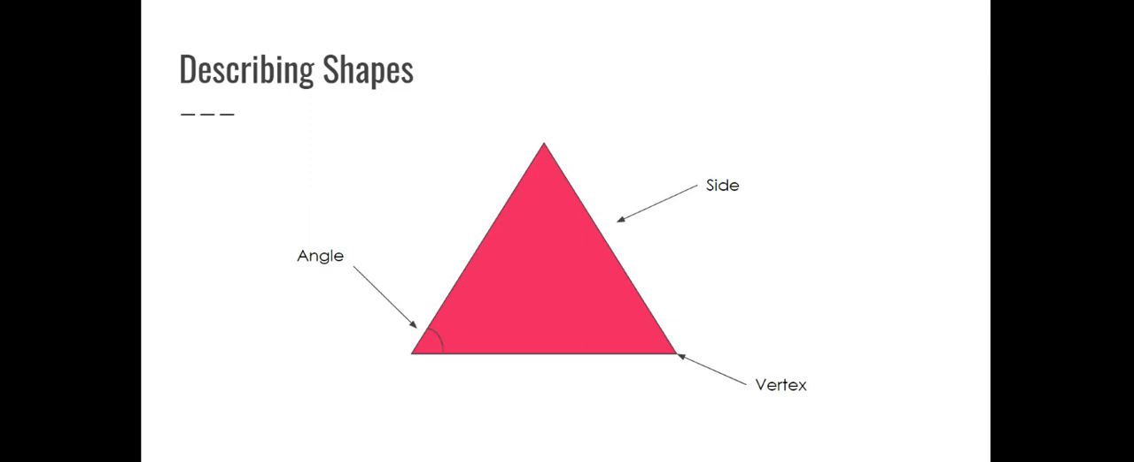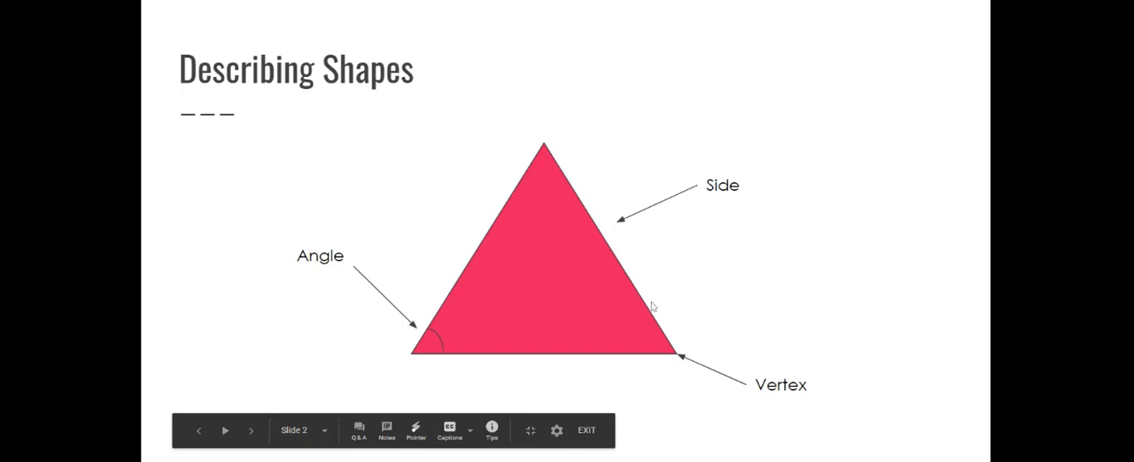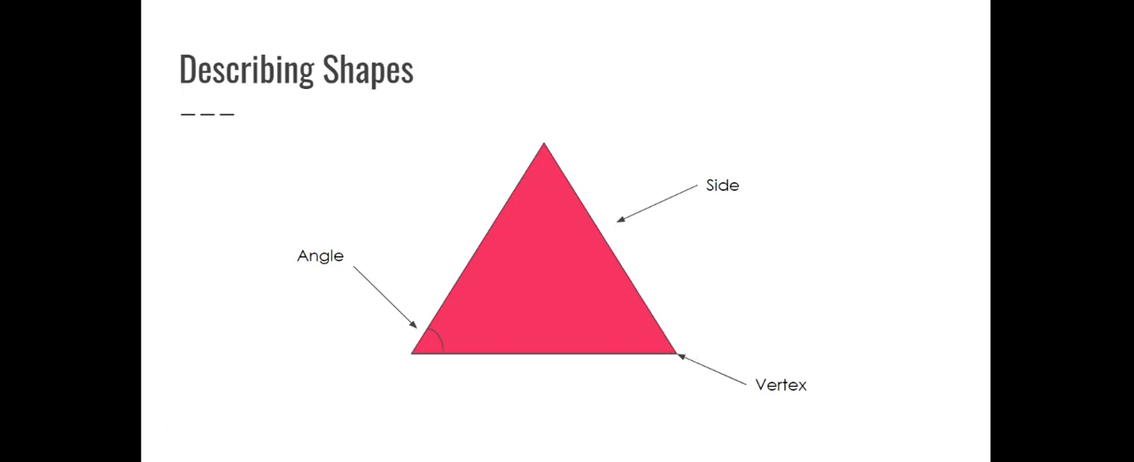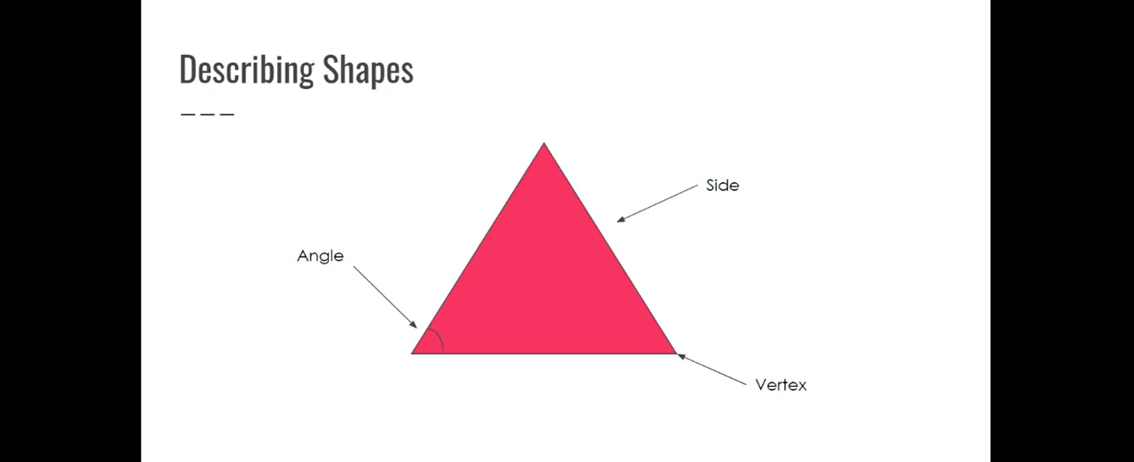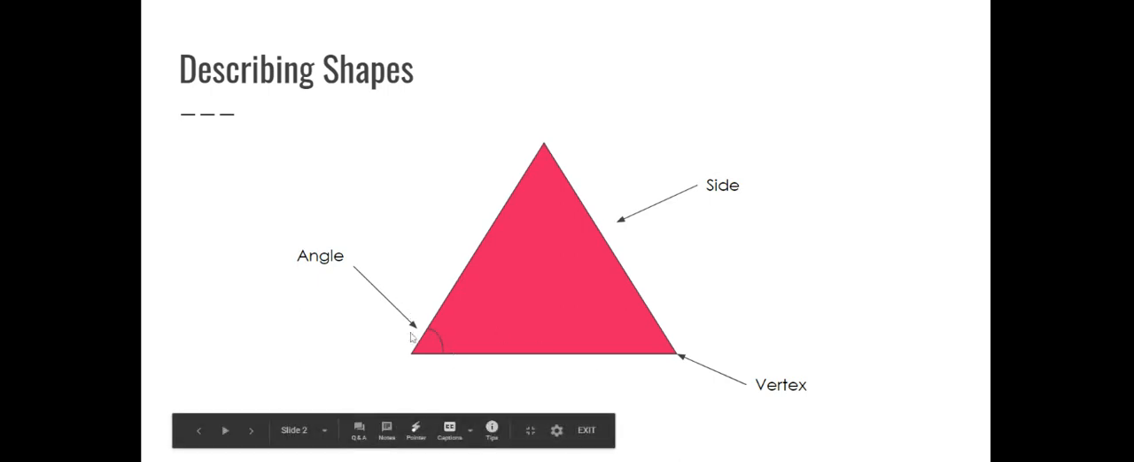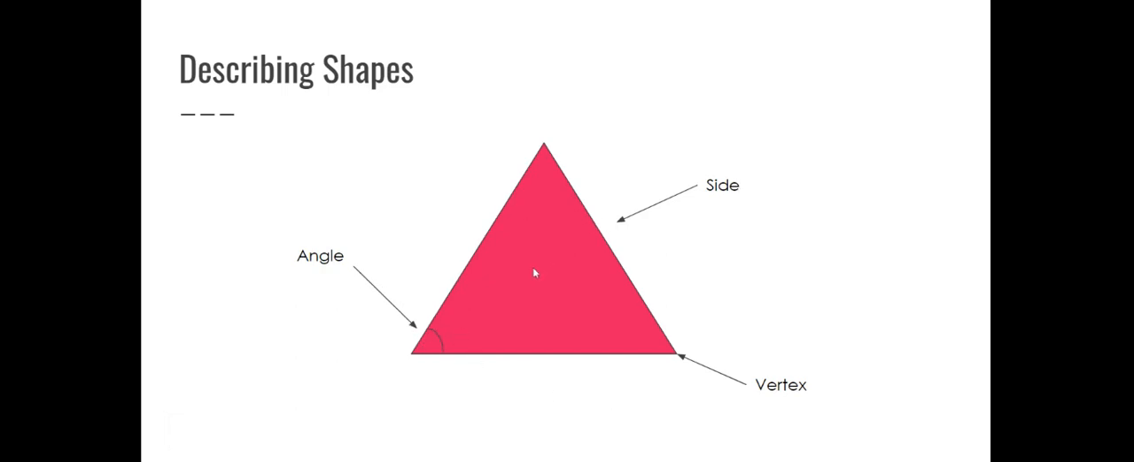So we are going to be talking about describing shapes using different attributes. When we talk about shapes, we talk about the different sides, which is the long part right here. We talk about the vertex or the vertices. Sometimes we like to call those corners or points, but we can describe a shape by saying that it has 3 vertices. And we also classify shapes based off of their angles, whether they have acute angles, right angles, or obtuse angles.